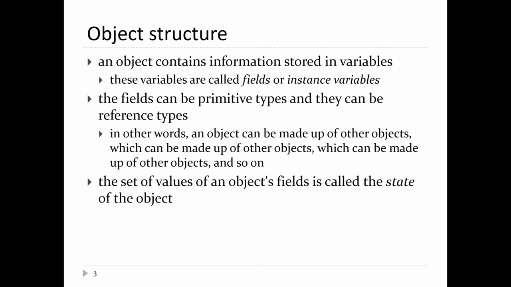Okay, so what's inside of an object, or what is the structure of an object? An object contains information. Typically an object holds data. Where does it hold data? Well, it's got some variables. In Java, the language refers to those variables as fields. You might also see the word instance variable. Instance is just the same thing as object.